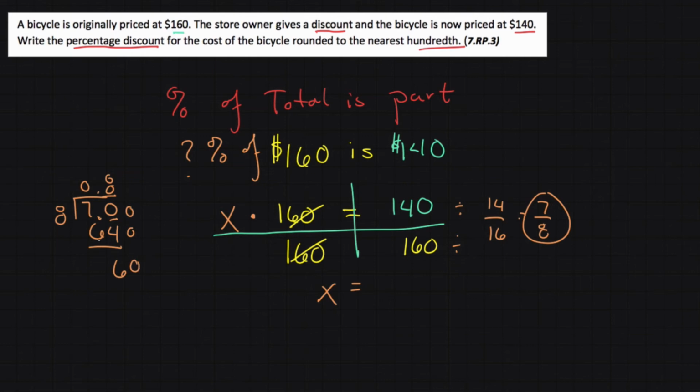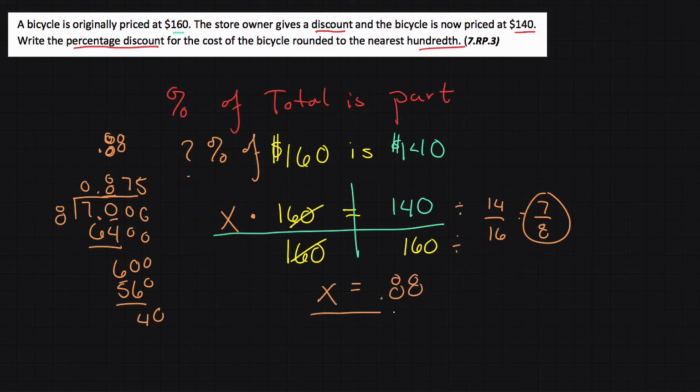0, 0, 0. 8 goes into 67 times. 7 times 8 is 56. And that leaves me with 40, boom, boom, boom, boom, boom. 8 goes into 45 times. It says round this to the nearest hundredth. So I would call that 88 hundredths. Right? So I'm going to say x equals 88 hundredths, or 88%.